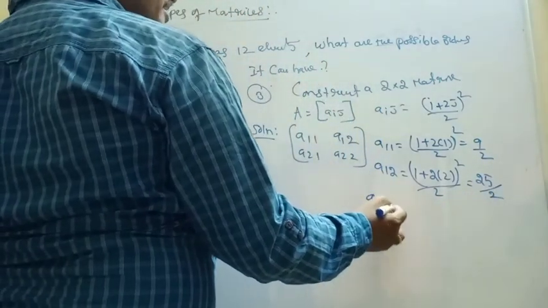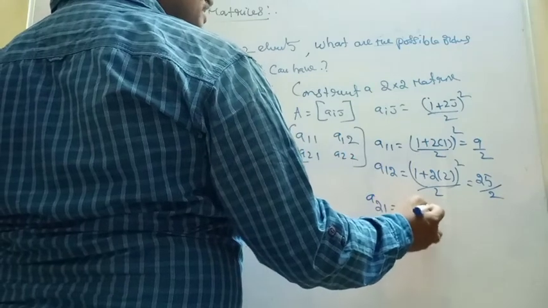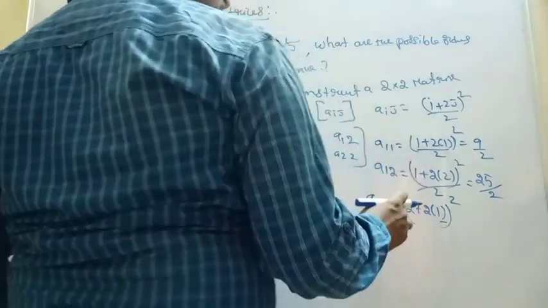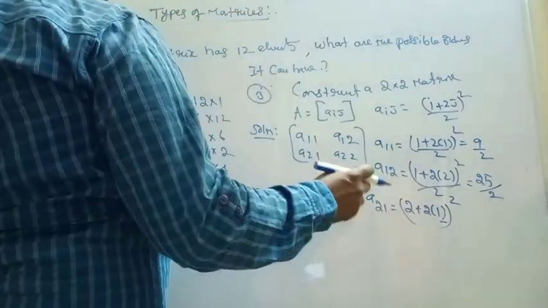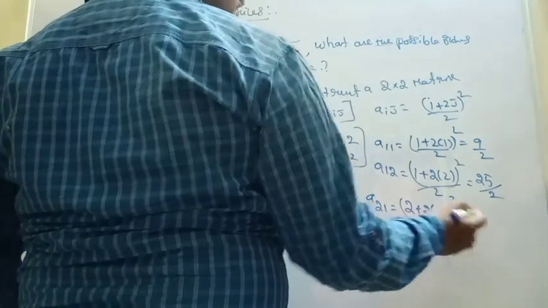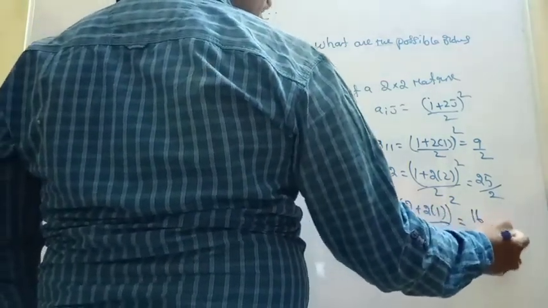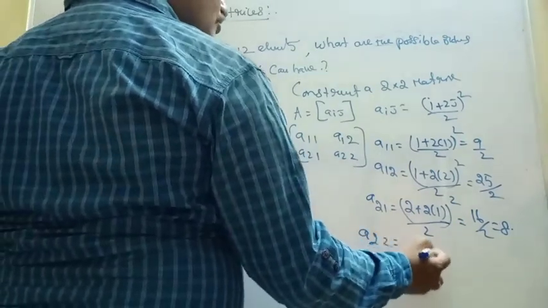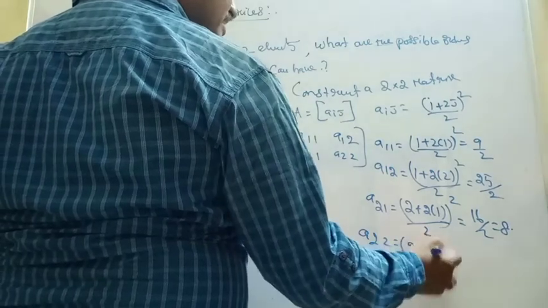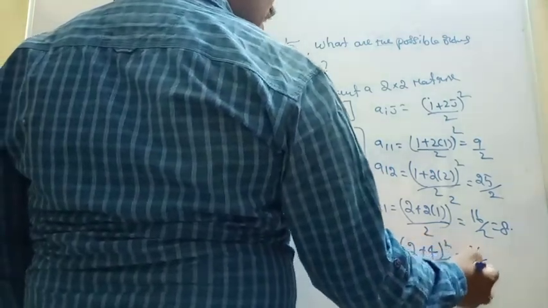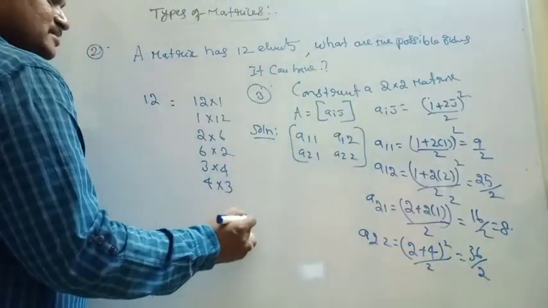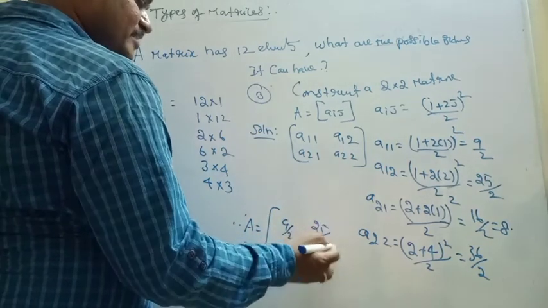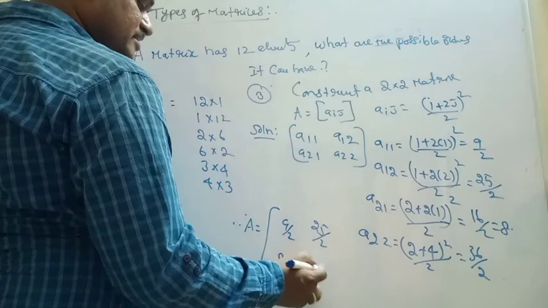A21 is nothing but (2 plus 2 into 1) whole square by 2, with i as 2 and j as 1. That is 16 by 2, which is 8. Next, A22 is (2 plus 2 into 2), that is 4, whole square by 2, 36 by 2. Therefore, this matrix A is 9 by 2, 25 by 2, 8, 36 by 2.